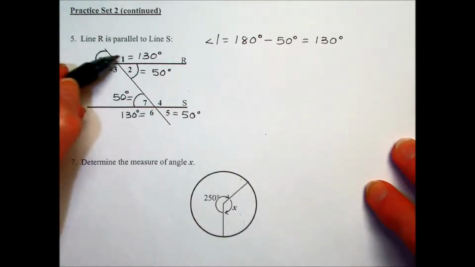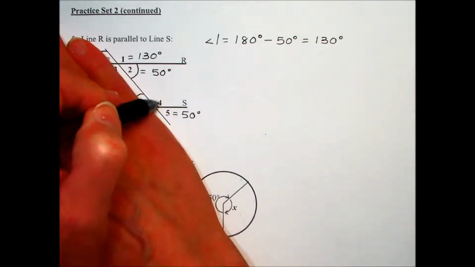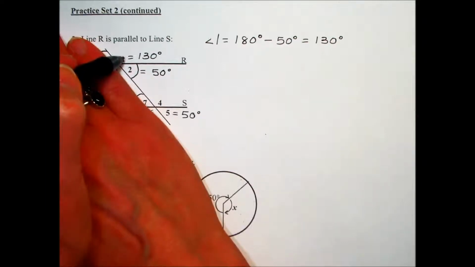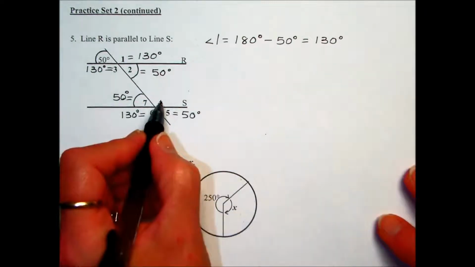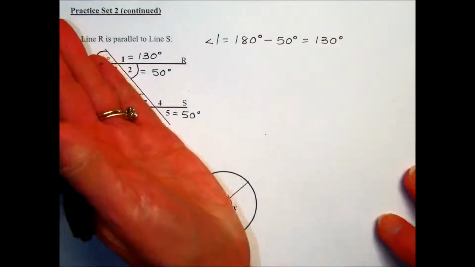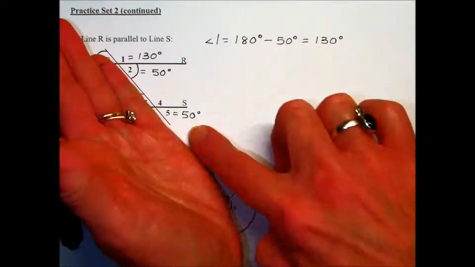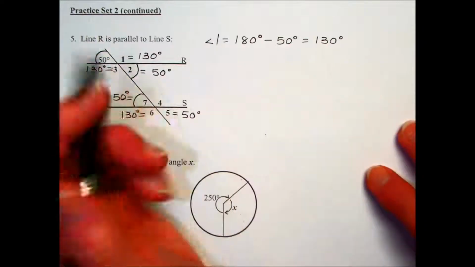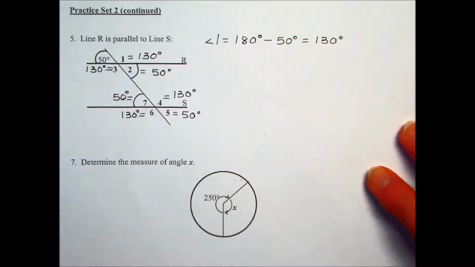The last angle, 4, corresponds with 1. They're in the same position. They're both to the right of the transversal. They're both above each of the parallel lines. They're corresponding. Corresponding angles are equal. Or other options would be 4 is a vertical angle to 6, meaning it would have the same measurement. Or we could look at 4 and 5 are supplemental angles, adding up to 180. If we have a 50 degree angle, that means angle 4 would have to be 130 degrees.